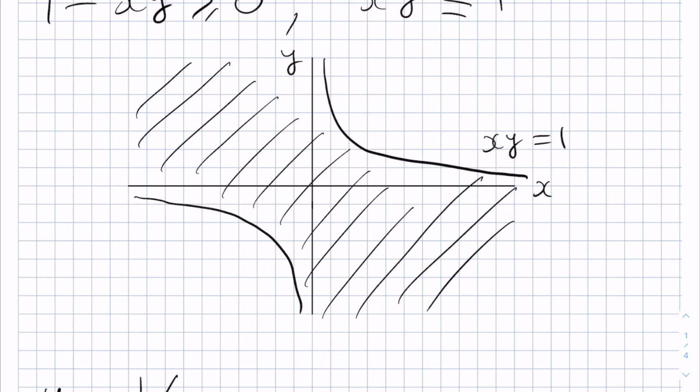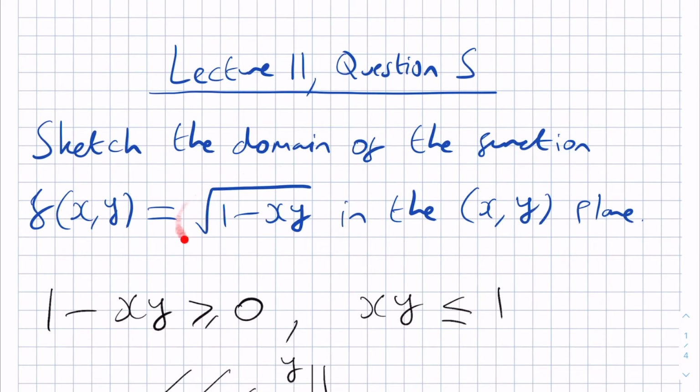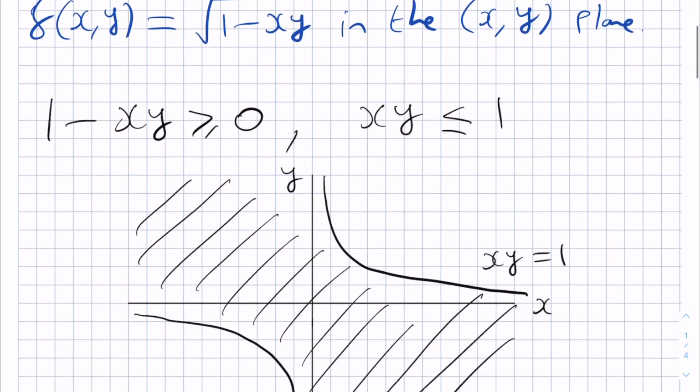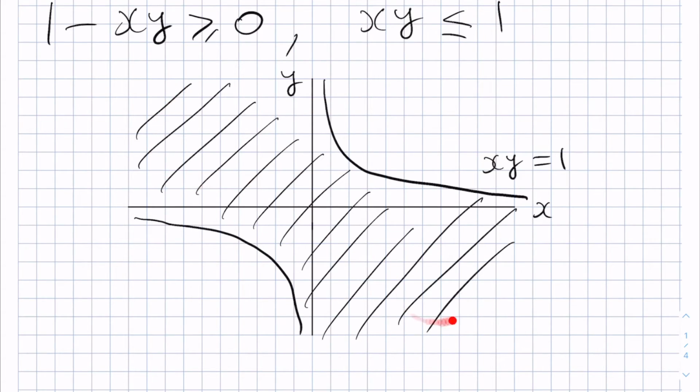This is the domain of the function square root of 1 minus xy, because we need the input to be non-negative, and then this gives us this region here.